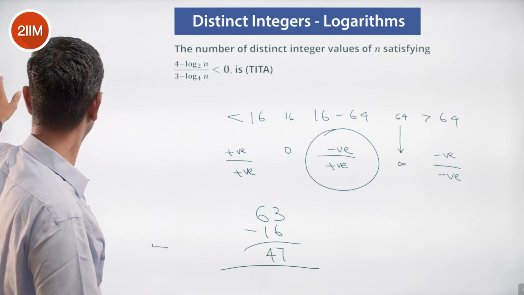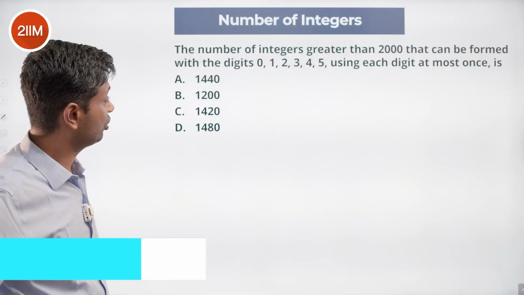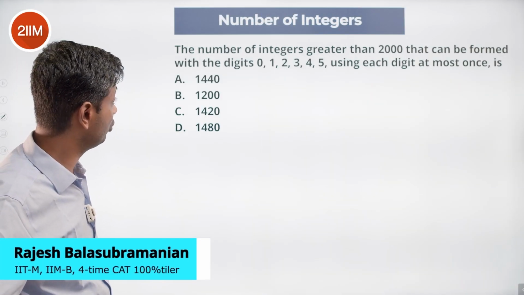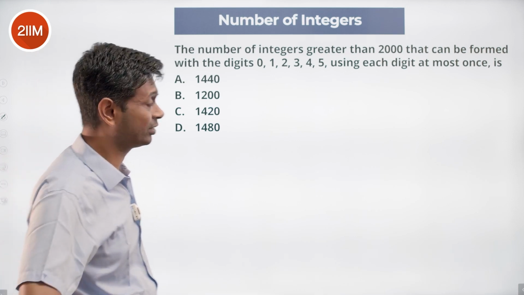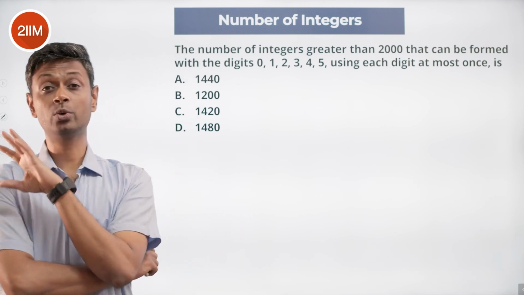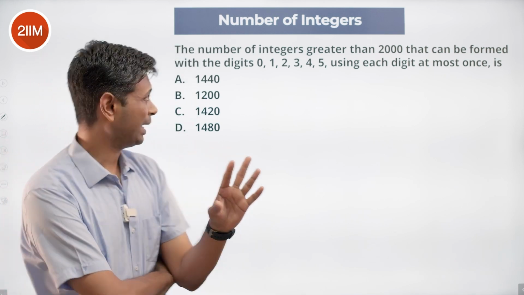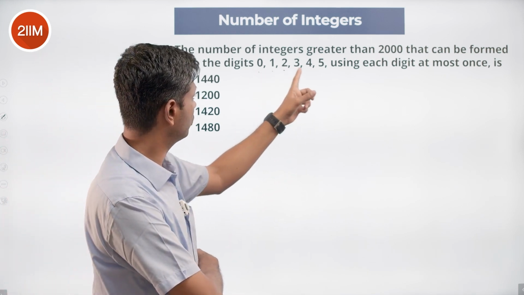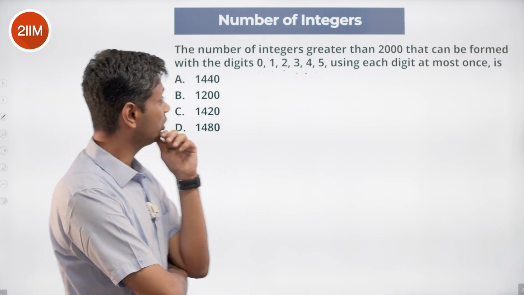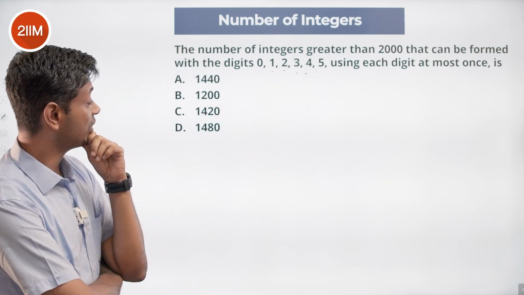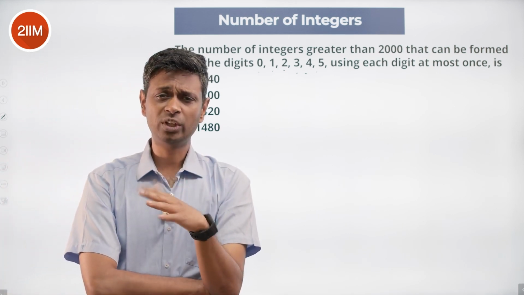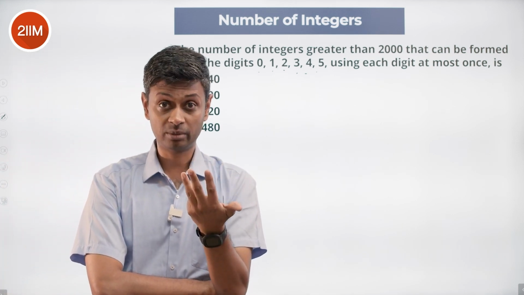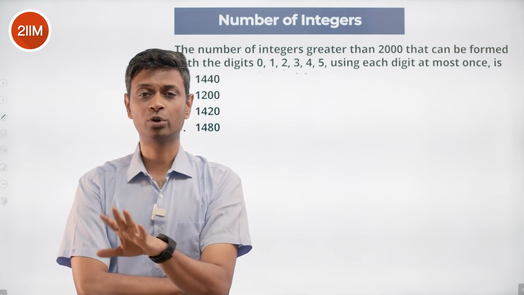All integer values. The number of integers greater than 2000 that can be formed with the digits 0, 1, 2, 3, 4, 5 using each digit at most once. At most once. That means no repetition. So maximum we can form 1, 2, 3, 4, 5, 6 digit numbers. Using these 6 digits, we want to find all integers greater than 2000. 2000 is a 4-digit number. We are basically counting all 5-digit numbers, all 6-digit numbers, and then some 4-digit numbers.